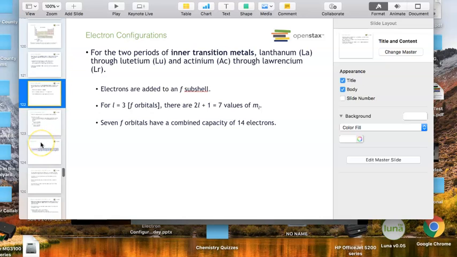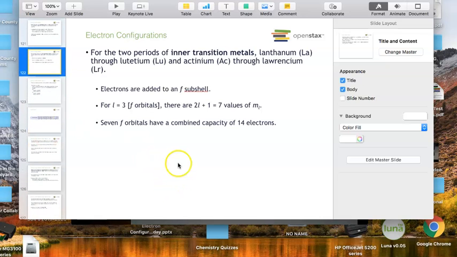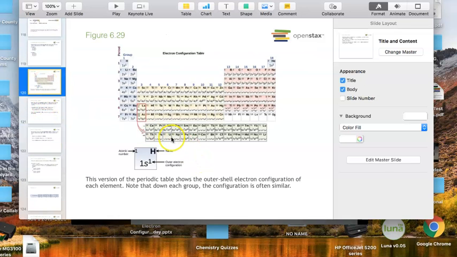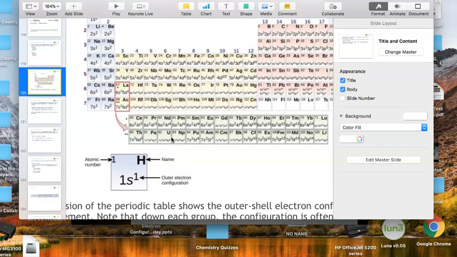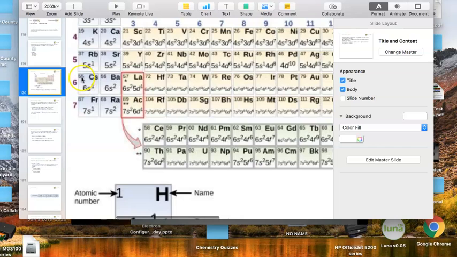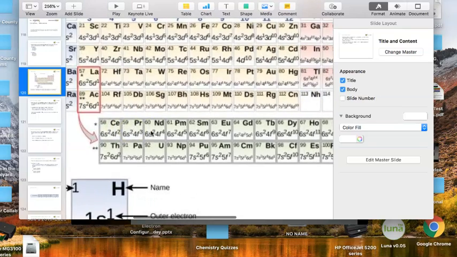All right, so for electron configurations for the 2 periods of inner transition metals, lanthanum through lutetium, actinium through lawrencium, electrons are added to the f subshell. So let me show you where that's at. If I zoom in here, you can see, you follow the atomic numbers. So you see it's atomic number 55, 56, 57, and then 57 goes to 58. See how that goes there?